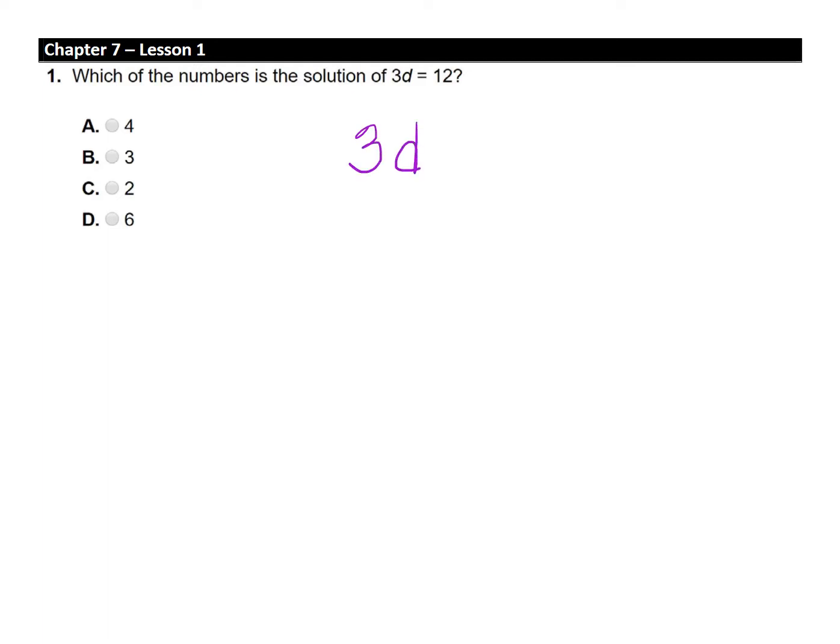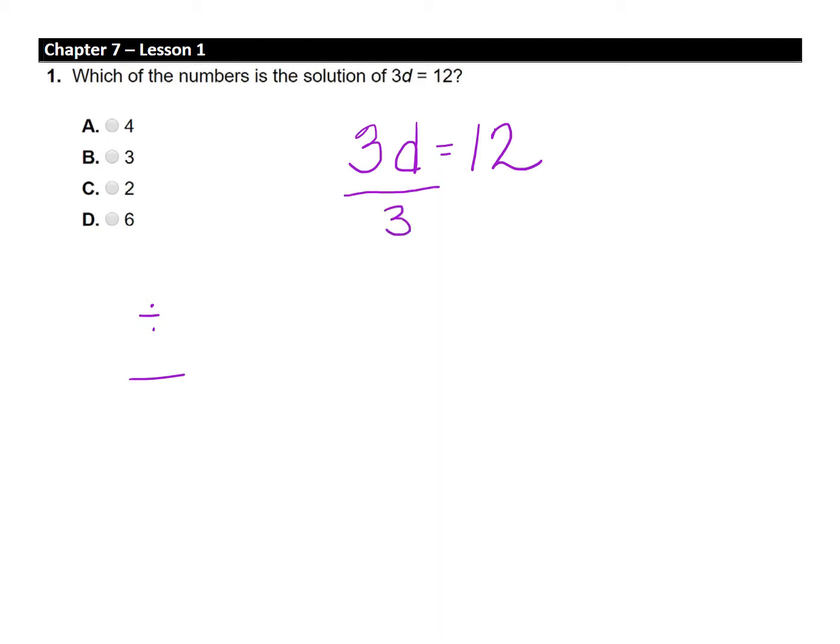3d equals 12. When you have a number and a variable next to each other, that indicates multiplication. The inverse operation for multiplication is division. We can show division with a division symbol, or we can show it with a line. I'm going to show division with a fraction bar line.